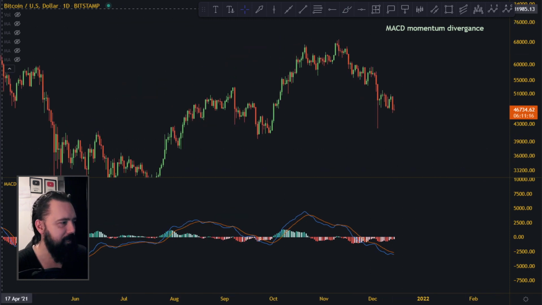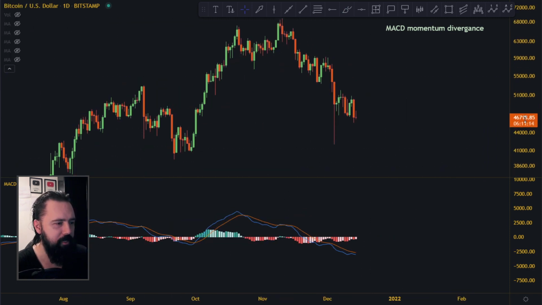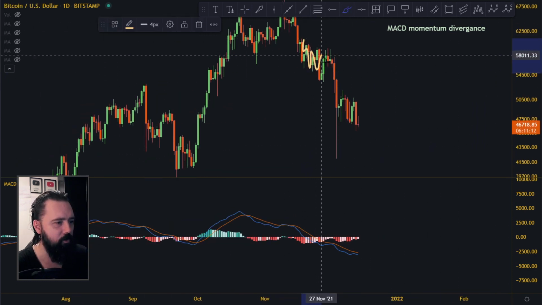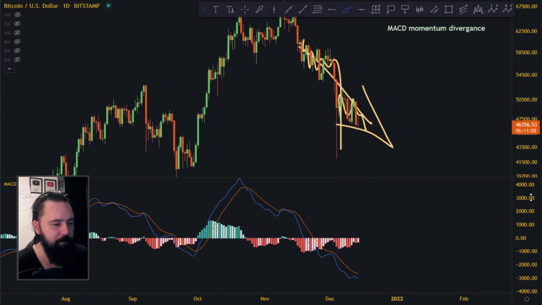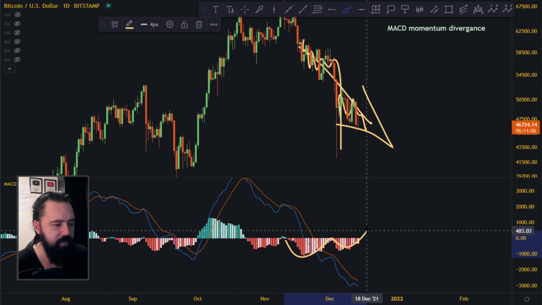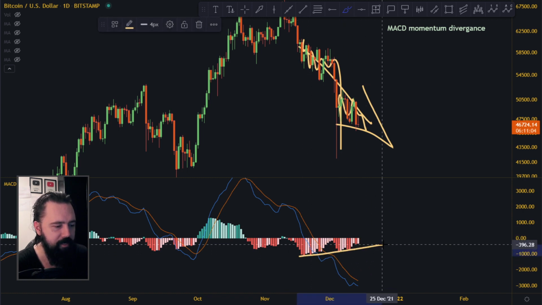MACD momentum, this is a big thing over here. What you're going to see here is that the price is going towards the downside all the way, but the MACD, this momentum down here, these waves, they are going towards the upside.